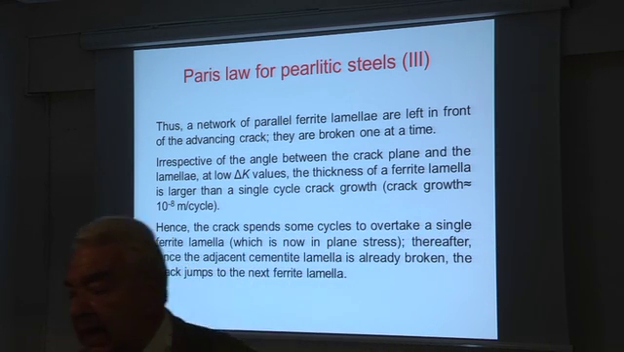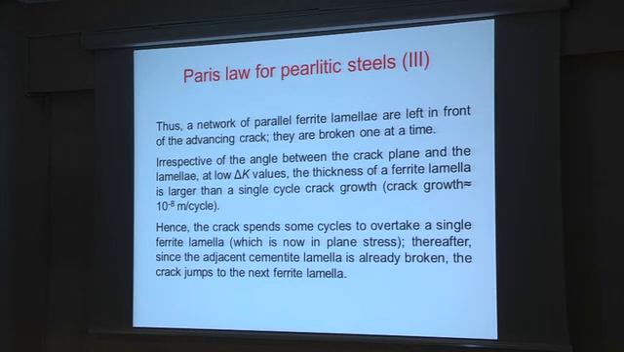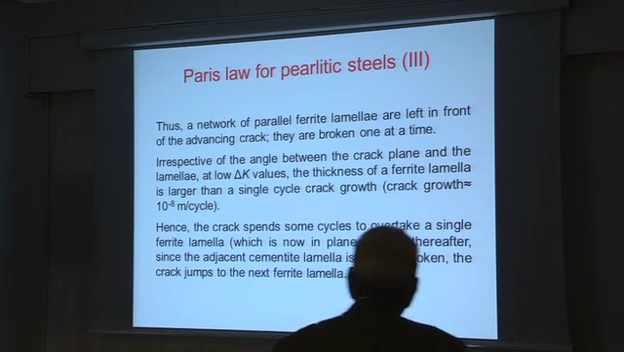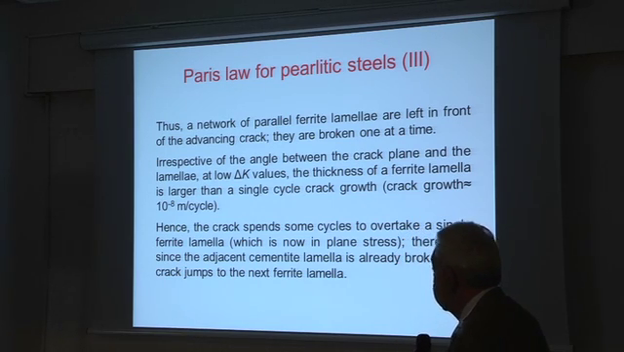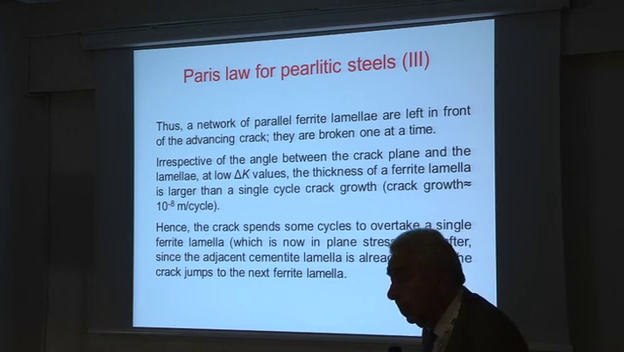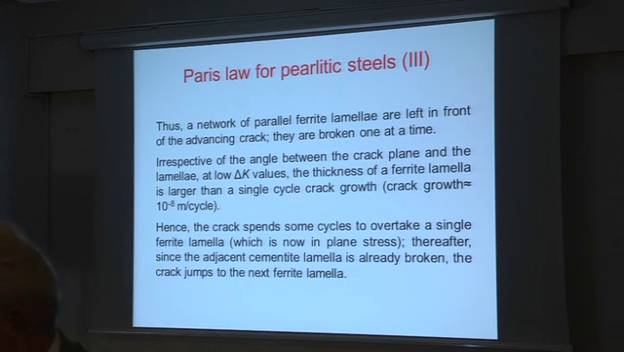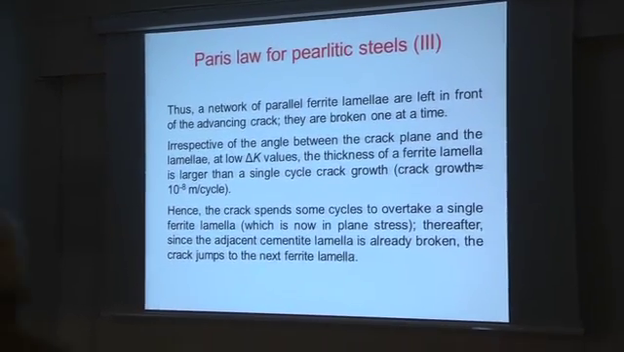The ferrite lamella that is exposed to this alternating stress field is alone in withstanding the crack growth. And if the delta K is low enough, there can be some cycles that are spent in overtaking the lamella, 1, 2, maximum 3 cycles. And so we should see something on top of the broken lamella. To see it, we have to use a very powerful modern scanning electron microscope.